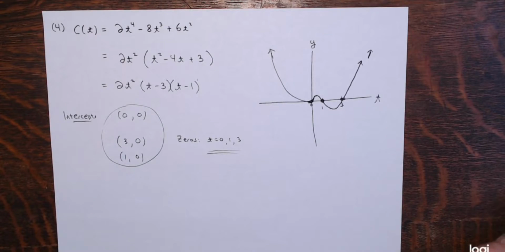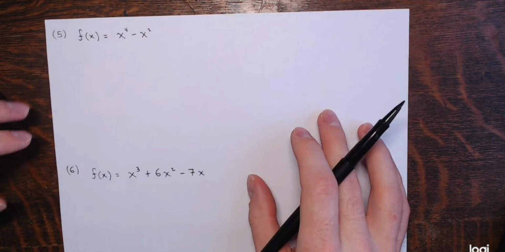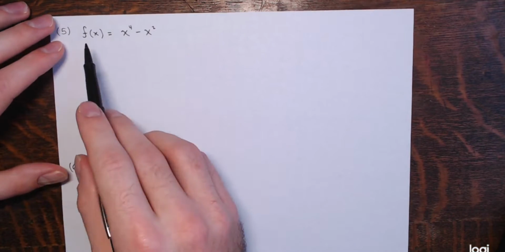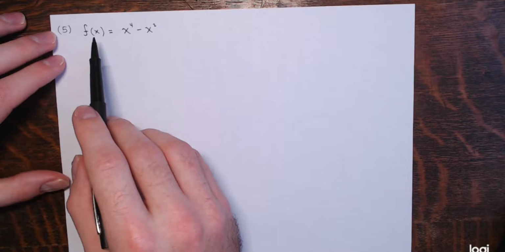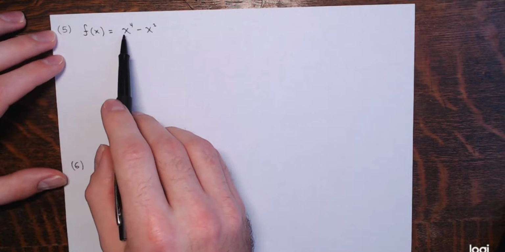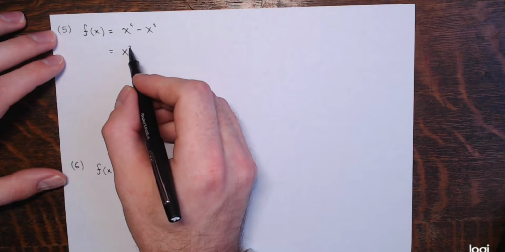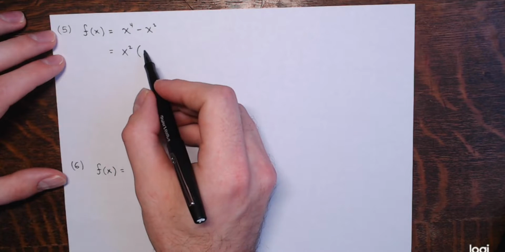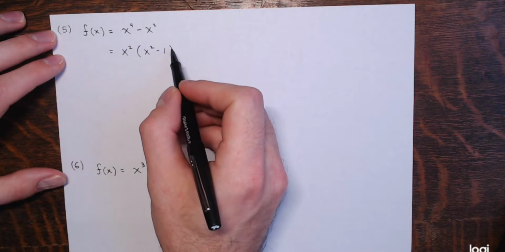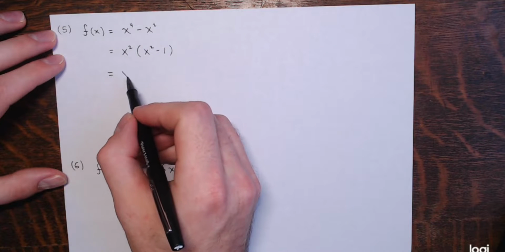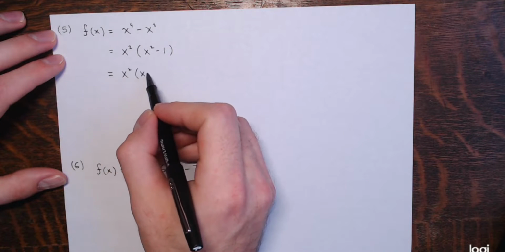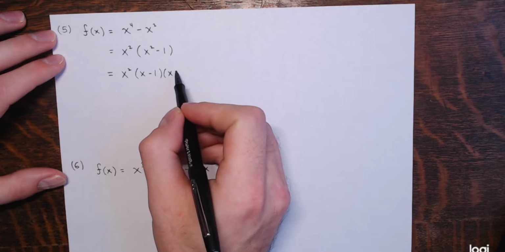Next example. I'm doing the same thing every time here. Now you just got 2 per page, because hopefully after watching the first 4 you get the idea. So f of x equals x to the 4th minus x squared. That factors pretty easily. Pull x squared out, and then you'd have x squared minus 1. But even that factors further. That's a difference of squares. That would factor to x minus 1 times x plus 1.